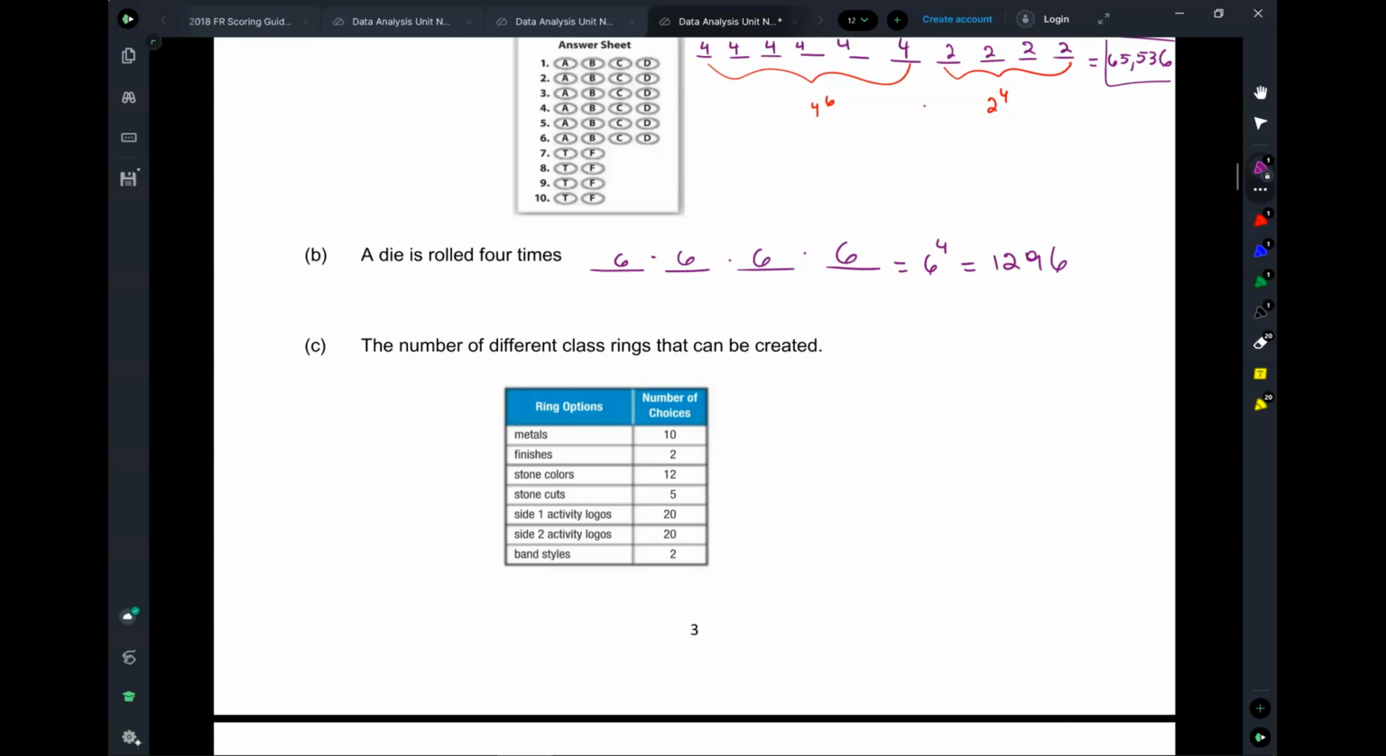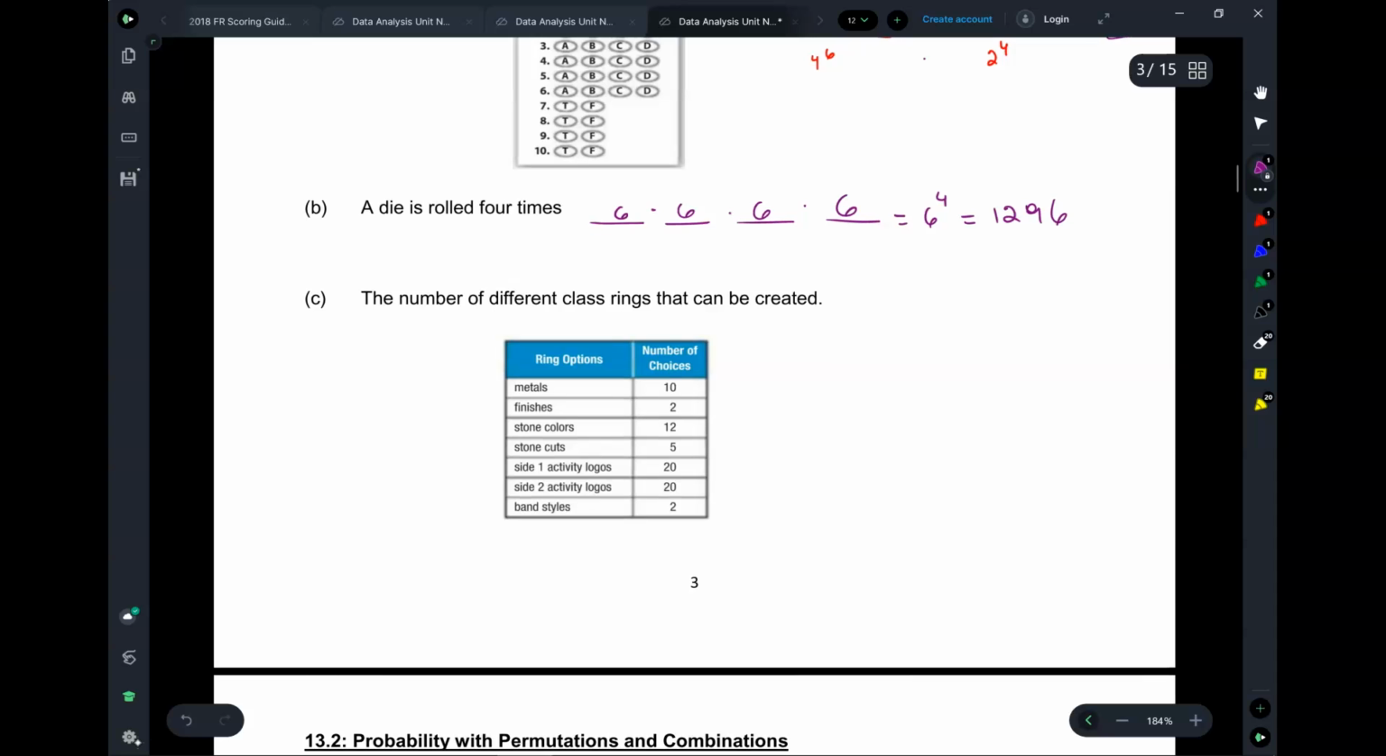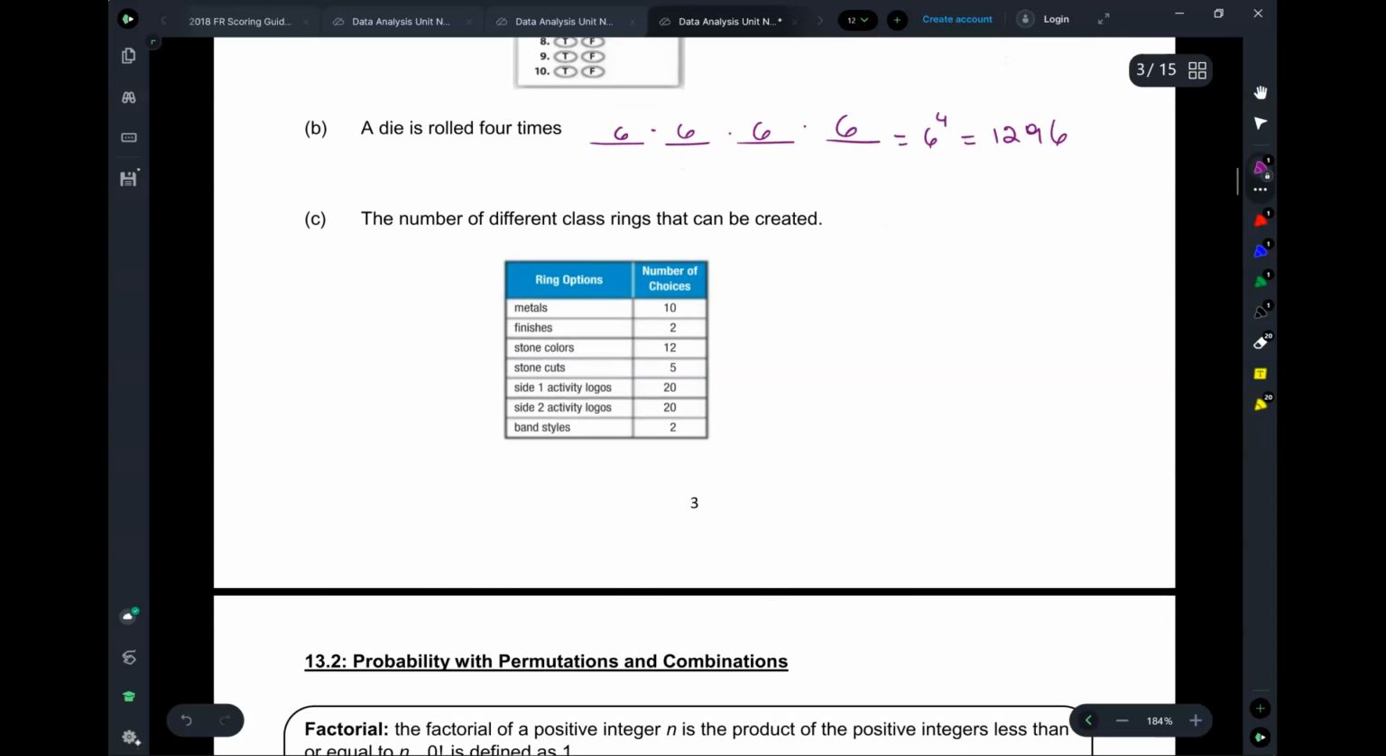If you roll a die, you get 6 possibilities for what you get. Like if you roll a die, how many possibilities are there of what you're going to get? 6. But then if you roll a die again, how many possibilities are there now? And if you roll it again, and if you do it until you're blue in the face, still 6 every single time. Okay?